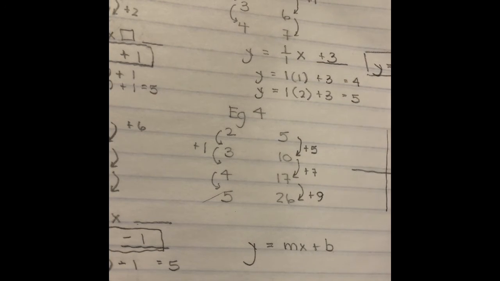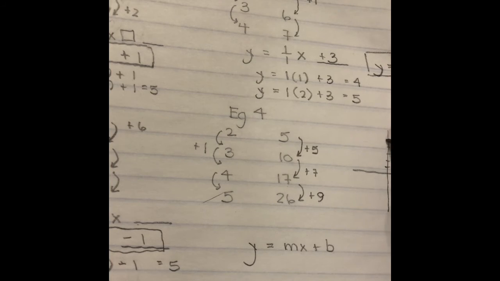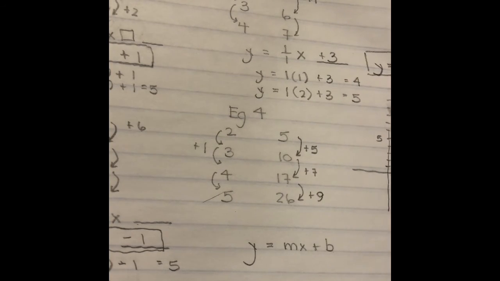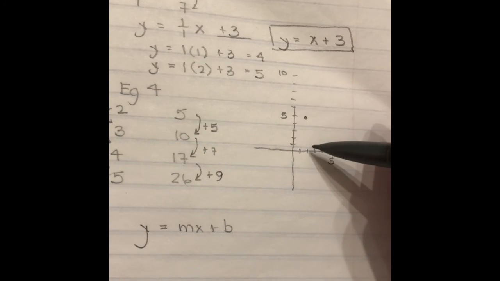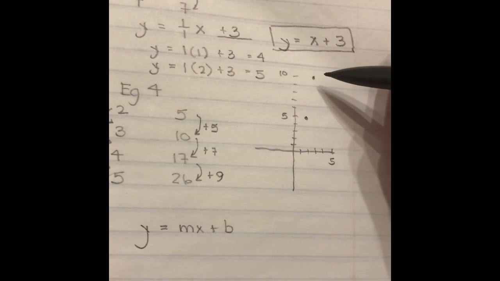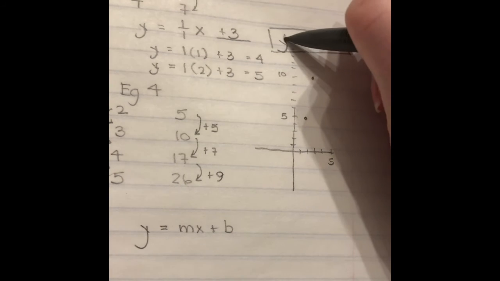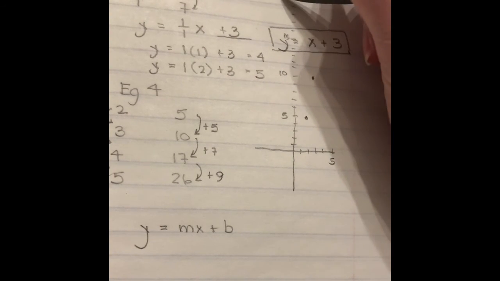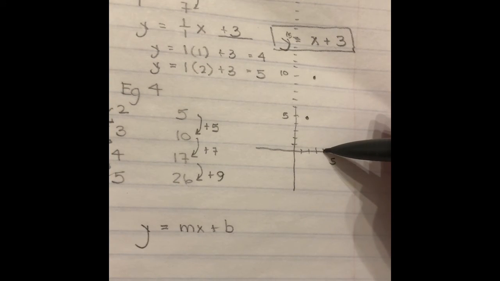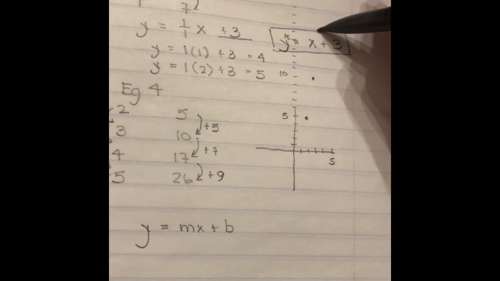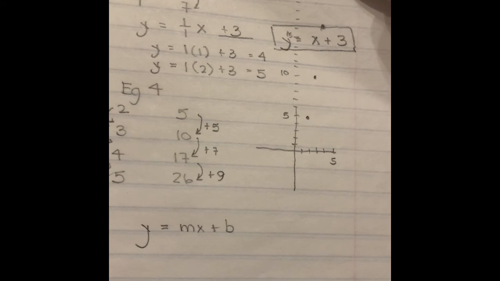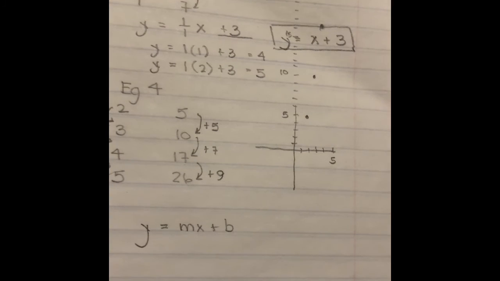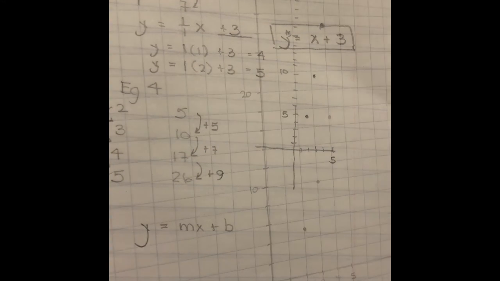So 1, 2, 3, 4, 5, and even if we just do scrappy, 1, 2, 3, 4, 5. Let's see if that's good enough. Oh, let's move the camera over. There we go. Okay, so now over 2 and up 5, over 3 and up 10, and up 20, and we're at 4 and 17, and 5 and 26. I don't know, that is kind of looking like a straight line.